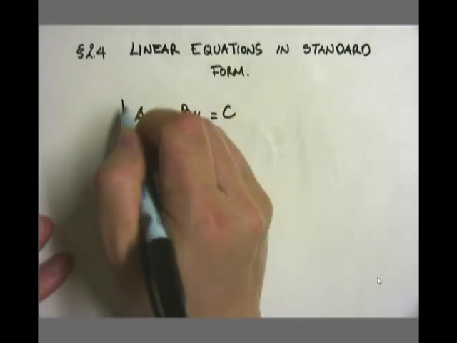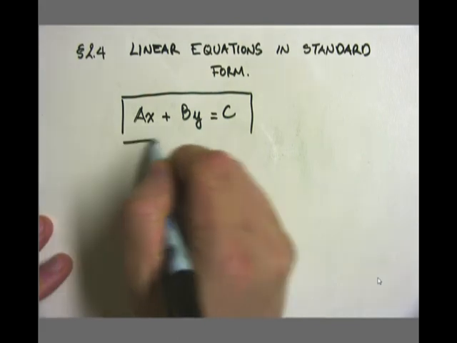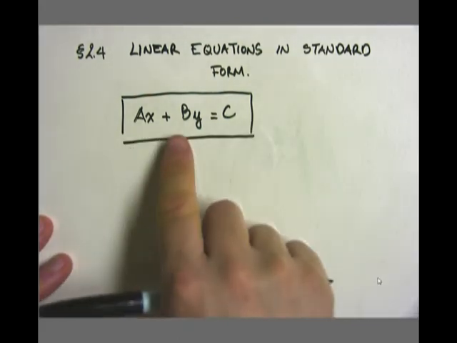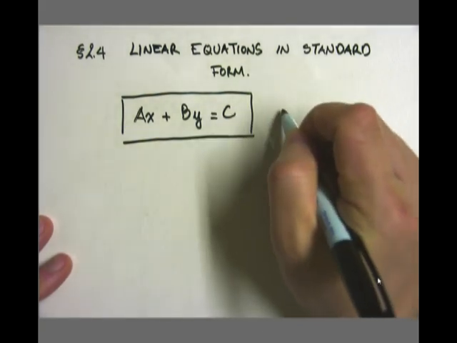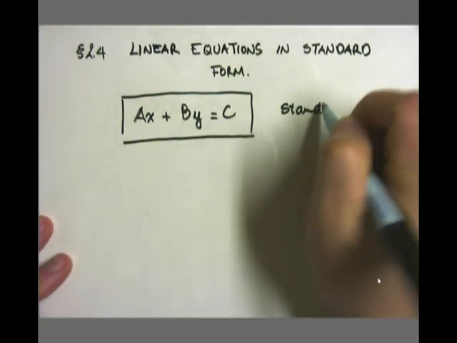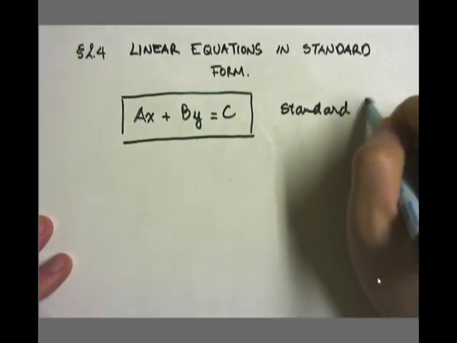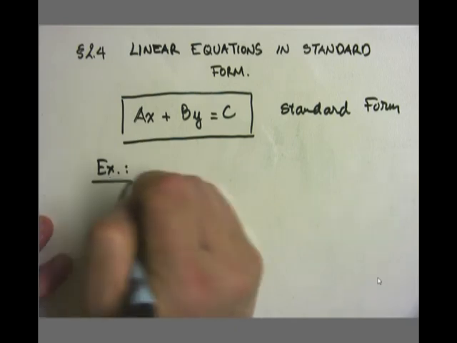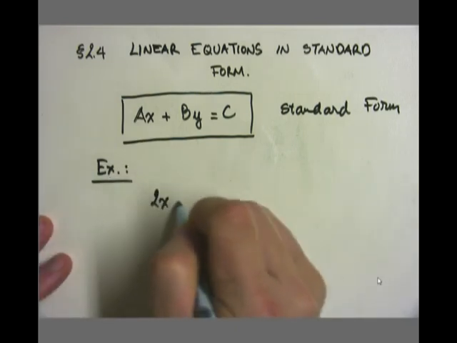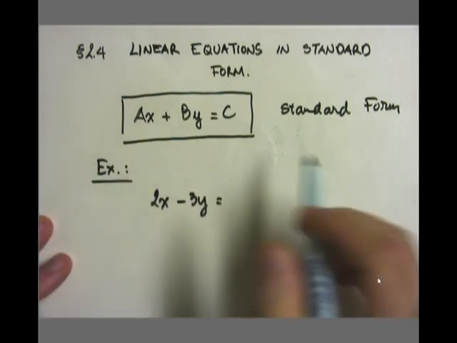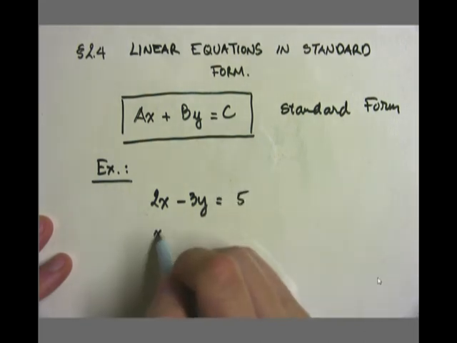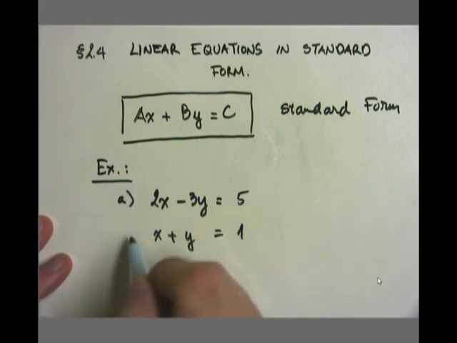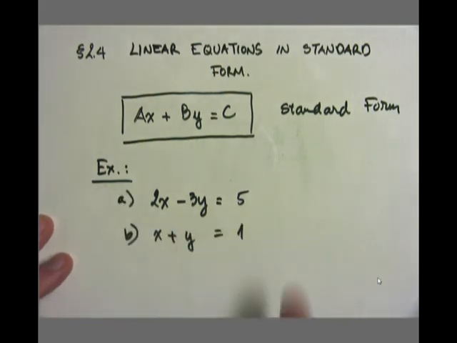And so here once again the general form of a linear equation in standard form is ax plus by equals c. So we call an equation in this form a standard form. So now quick examples would be, so you might have something like this: 2x minus 3y equals 5, or you have x plus y equals 1. So these are all quick examples of linear equations in standard form.